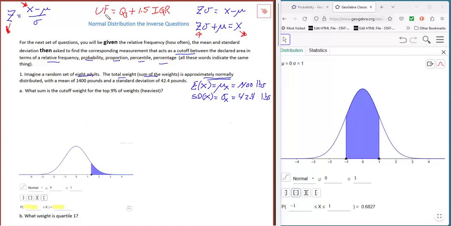Okay, so what's the connection between this and this formula? The Q3 here is a starting point. Mu here is our starting point, like the 0. And then it says add, for the upper fence, 1.5 IQR.